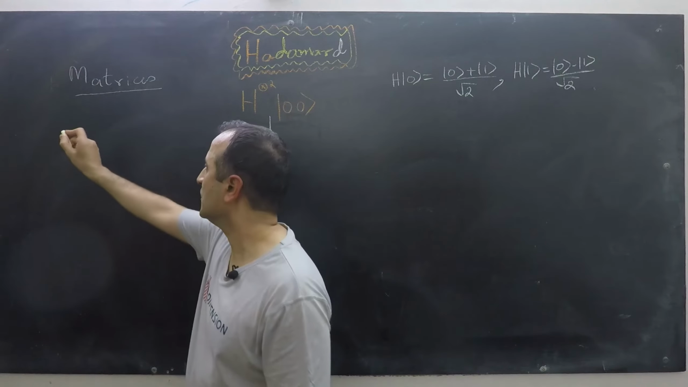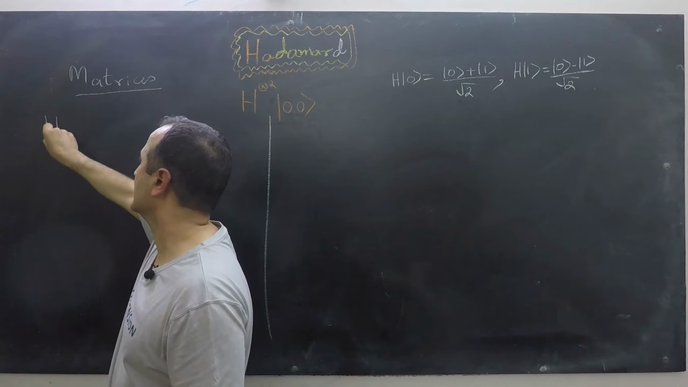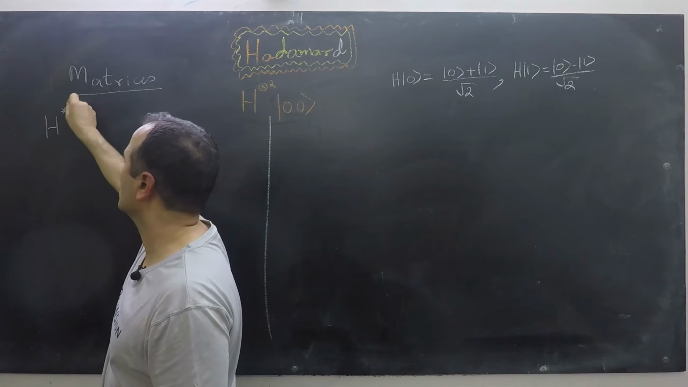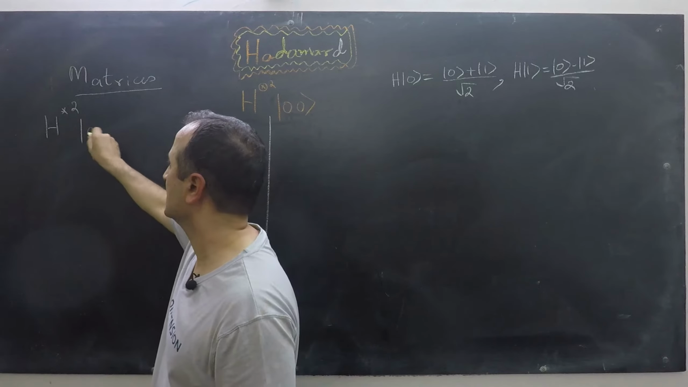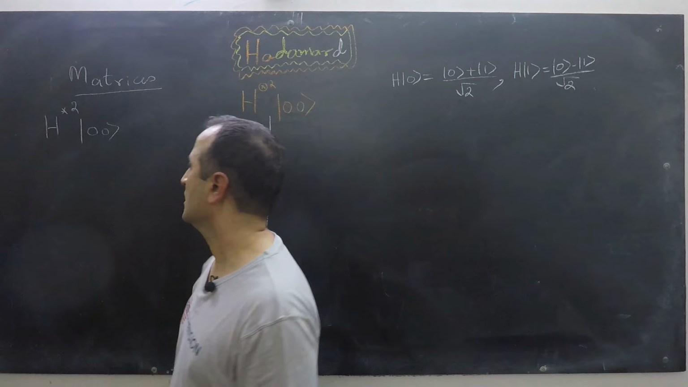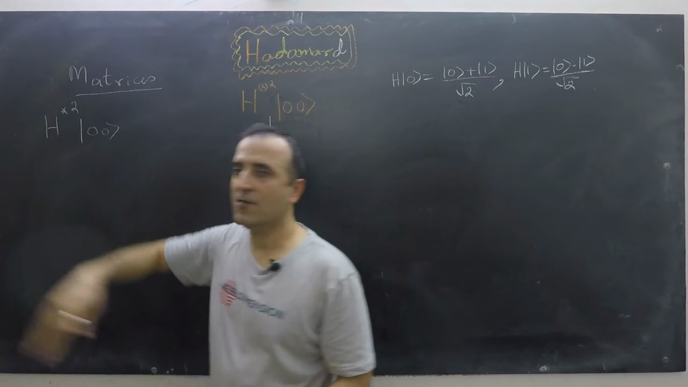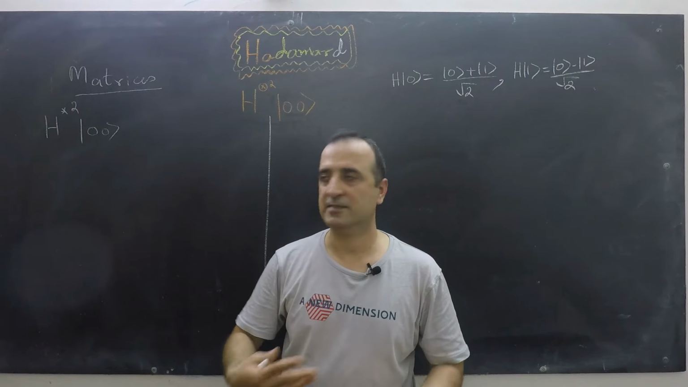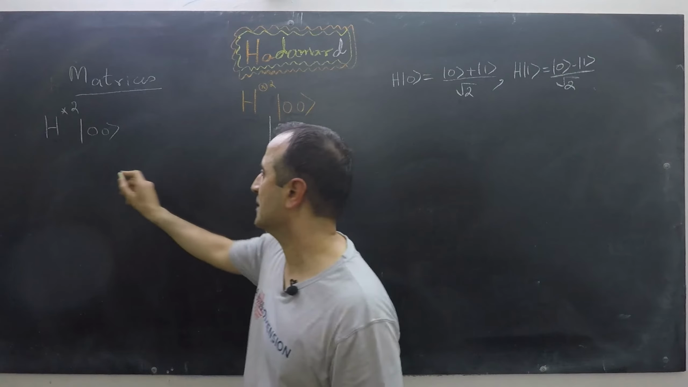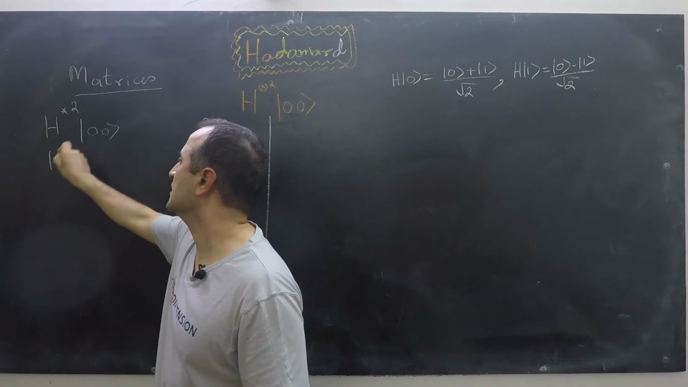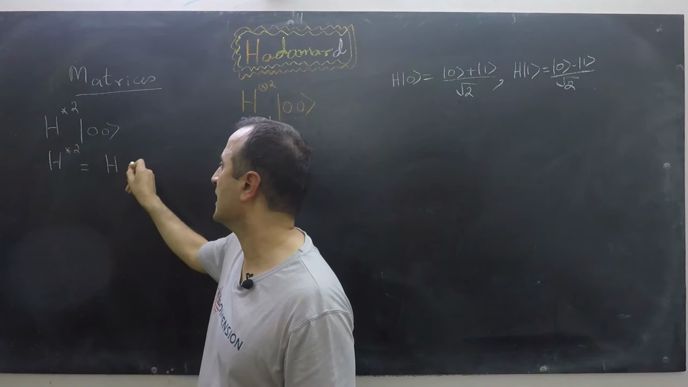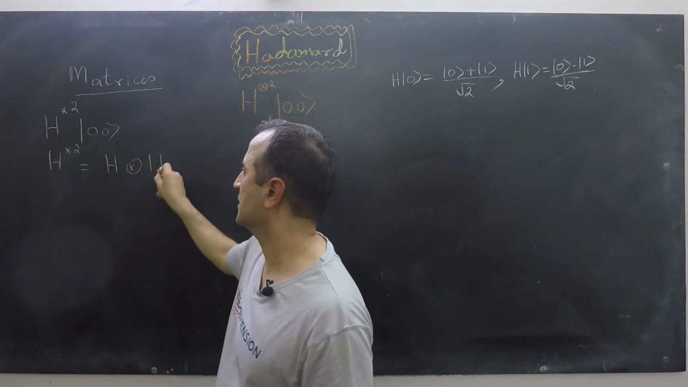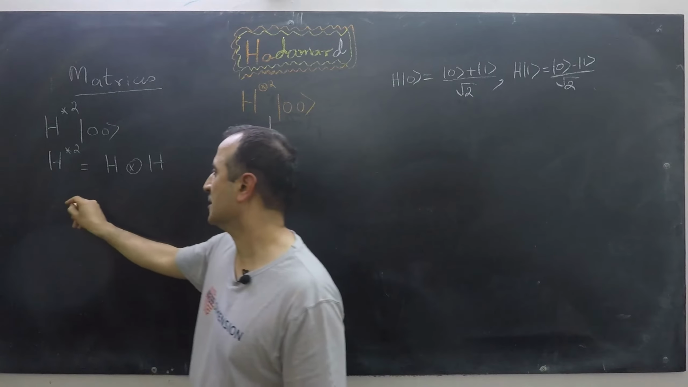So what we are given is that we have to apply Hadamard gate tensor product 2 on a 2-qubit register which has ket 00 in it. This implies that I have to tensor product the Hadamard gate with itself. So this expression implies that I have to do this operation, Hadamard gate tensor product with Hadamard gate.